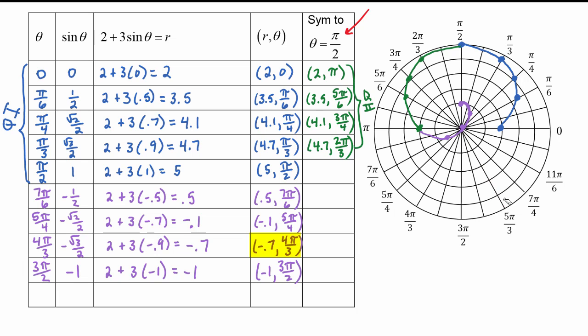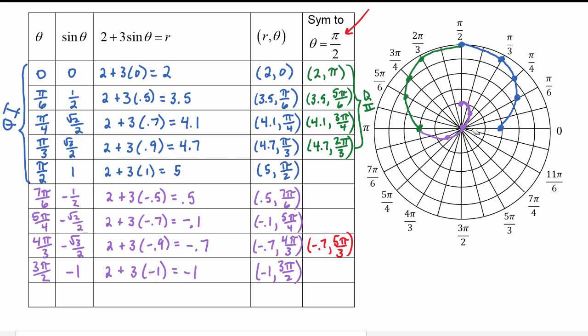Now, if you did the calculation like we did earlier, where you did pi minus 4 pi over 3, you see that you would get negative pi over 3. And negative pi over 3 is coterminal with 5 pi over 3. So it still works to do that method where you take this angle and subtract it from pi, or you can just visualize that 4 pi over 3 folded over becomes 5 pi over 3. So this becomes negative 0.7, 5 pi over 3.